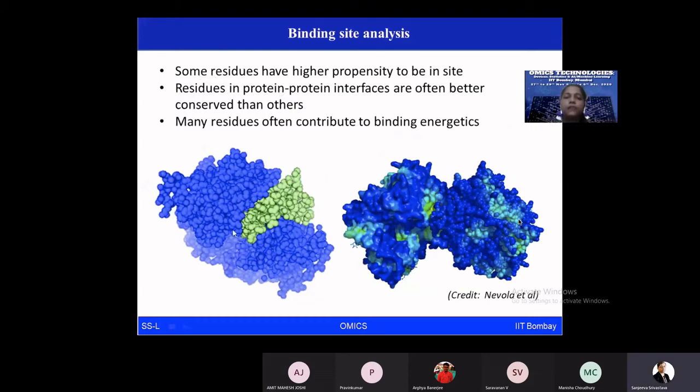Some residues have a very high propensity to be in the binding site. Be it polar or non-polar residues, they have their own characteristics, which place them in different binding sites. The residues in protein-protein interfaces have been observed to be highly conserved compared to other residues in the protein. And many of these residues contribute not only to the interaction between the two proteins, but also to the binding energetics.